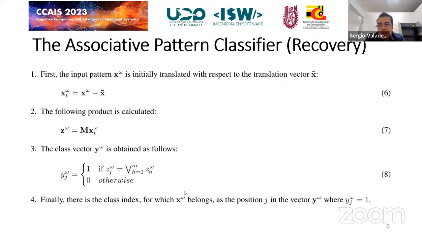And the last phase is the recovery phase, where an input pattern, which could be a noisy pattern, is initially translated with respect to the translator vector X bar, and the following step is a dot product between matrix M, which is the memory of the associative pattern classifier, and the vector X. And the class vector Y is obtained by equation 8. And the class index is the position J in the vector Y power W.